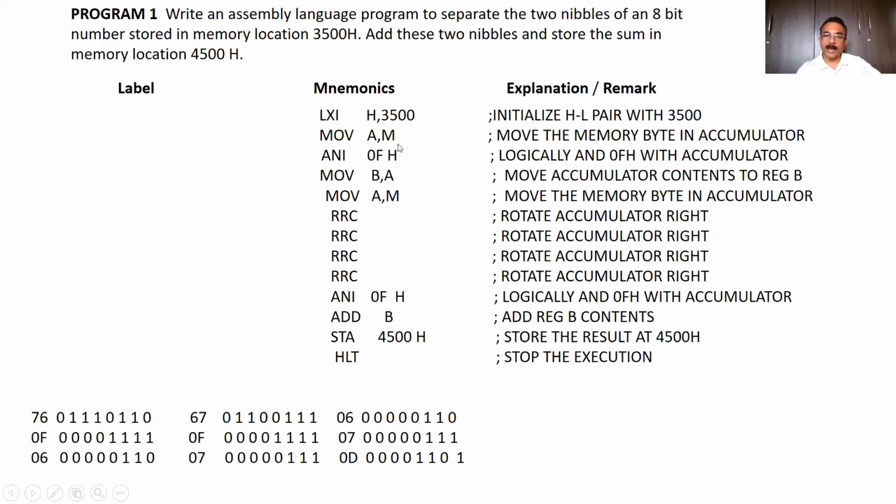MOV A, M. Now why M? I already explained in my last video also, but again here M, because your address is given in HL register pair. The byte which is stored at 3500, that we have mentioned in, or we initialize HL pair with 3500. So this is the memory. Since the byte is stored in memory, that we bring it to accumulator by using the instruction MOV A, M. So your byte is in accumulator.